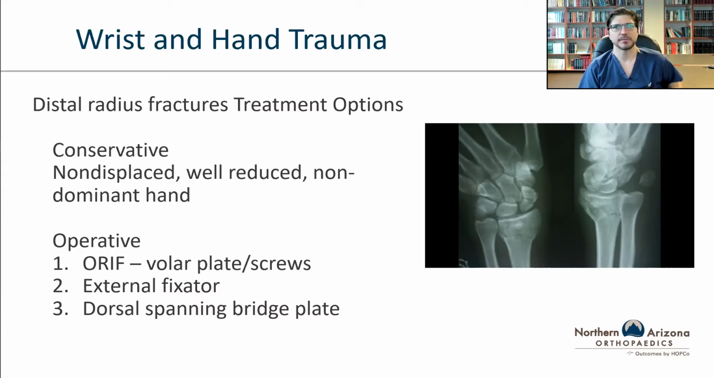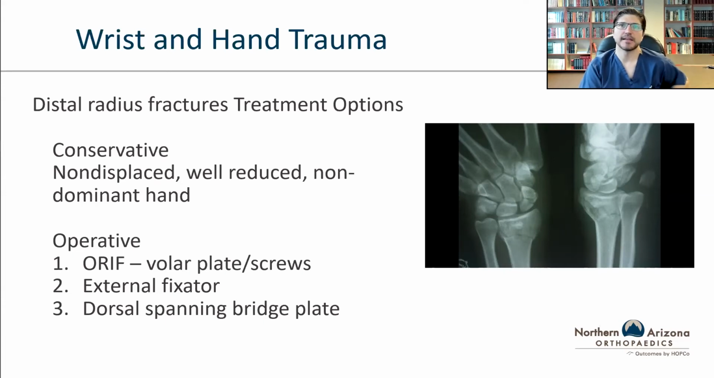If the fractures are non-displaced or they are well reduced, which means they are manipulated into a good position that is acceptable, we will treat that in a splint followed by a cast. Another finding that might be important is whether or not this is a non-dominant hand. Taken as a whole, as well as patient demographics, we assess the need for surgery.